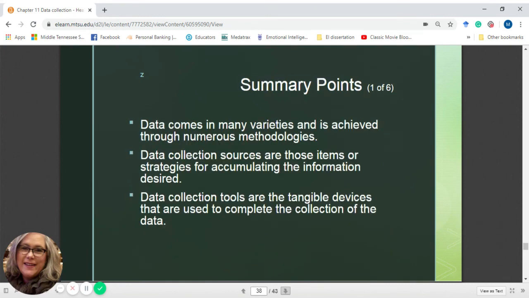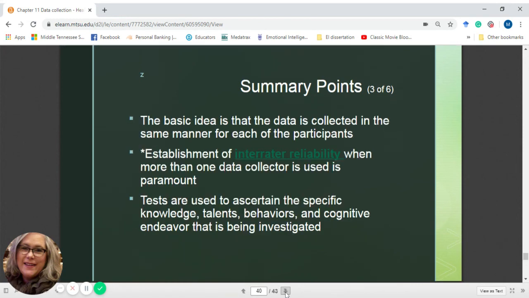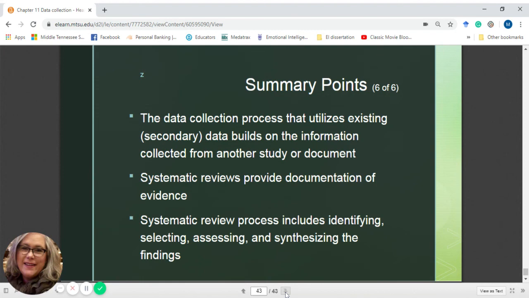Here's your summary points. I'm not going to read these for you. That just kind of synthesizes what we've talked about. I do want to draw your attention to this summary piece about how important establishing inter-rater reliability is when we're doing data collection or creating a tool for data collection.